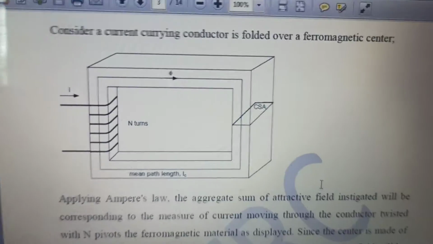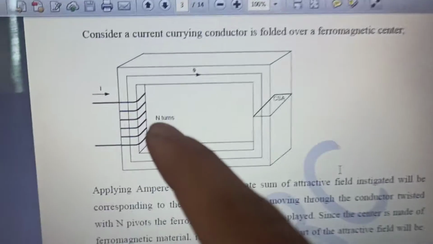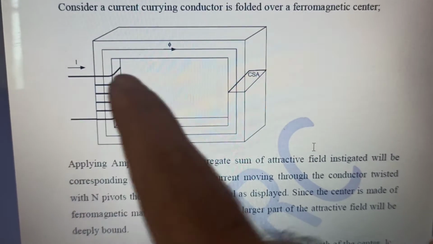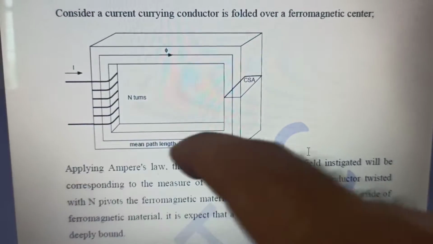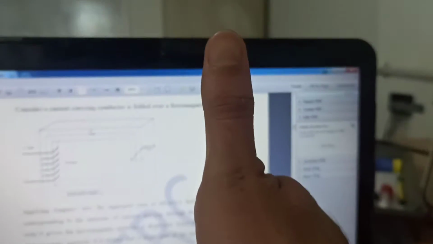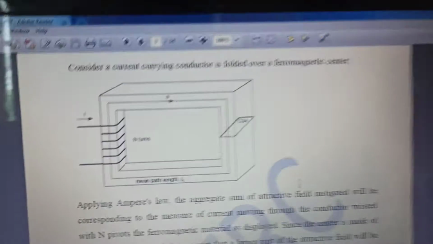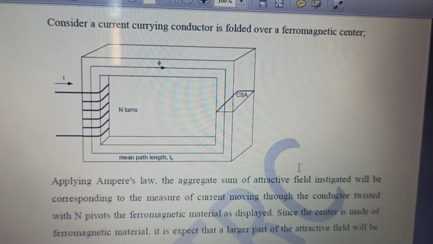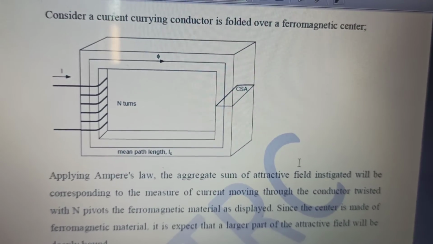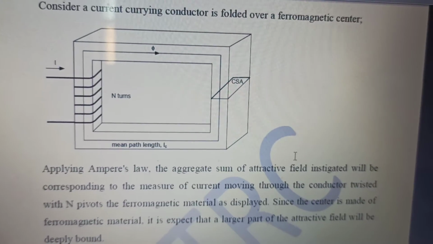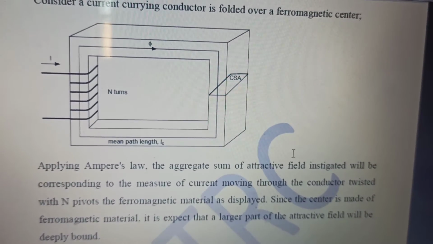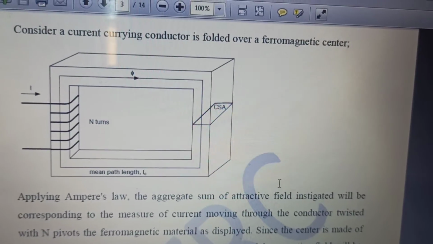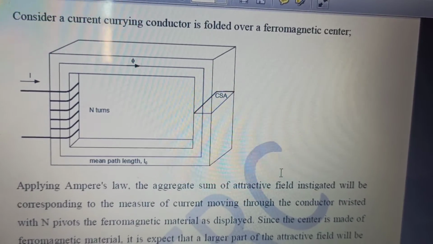So let's have a look at my palm. In this loop the current will be entering, going inside and curling. So the curl will be something like this, and the thumb is pointing towards the upward direction. So we can say that Ni, which is the MMF, will give us the flux, and the flux will cover through the core.